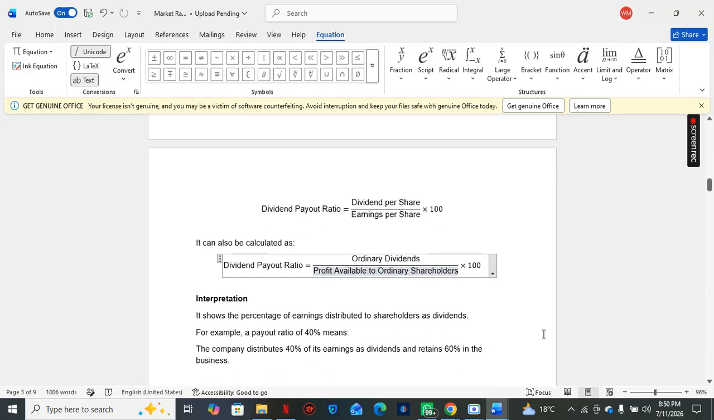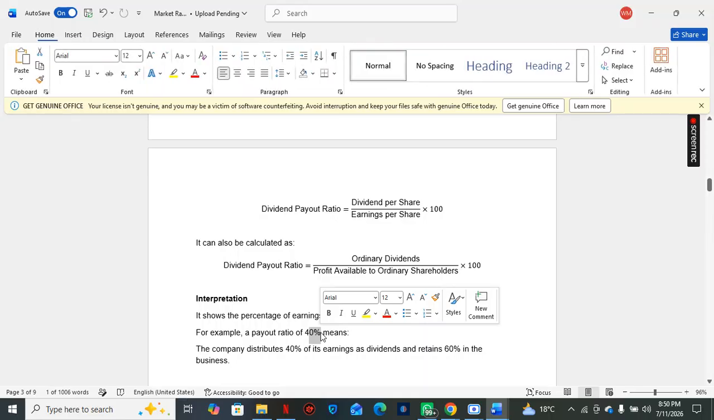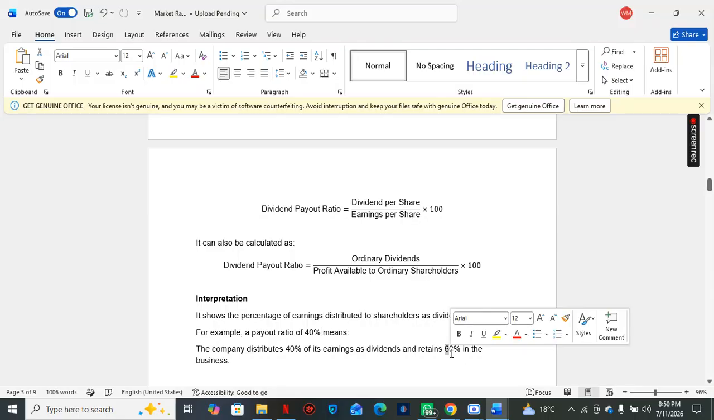So, for example, a payout ratio of 40% is telling us that out of the profit the company made, 40% is going to the shareholders. Then the company is keeping 60%. That's what the dividend payout ratio is telling us. Any questions?